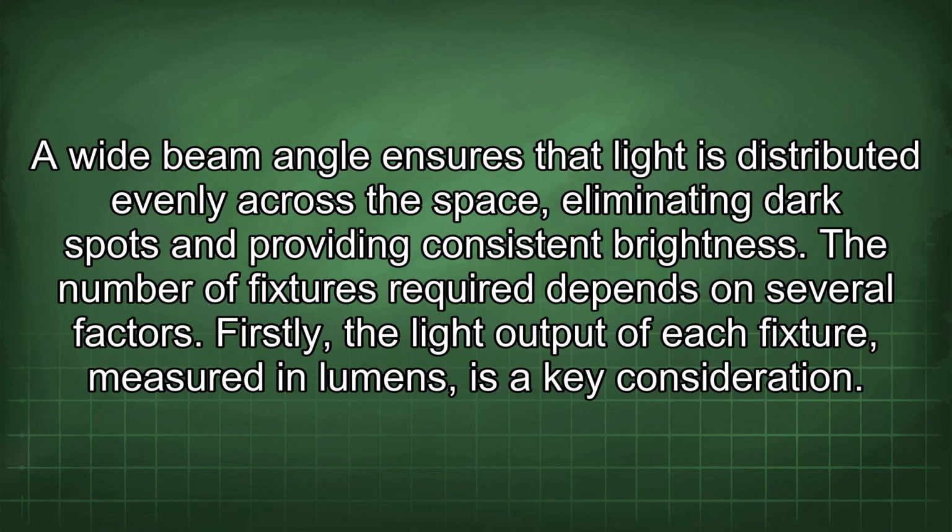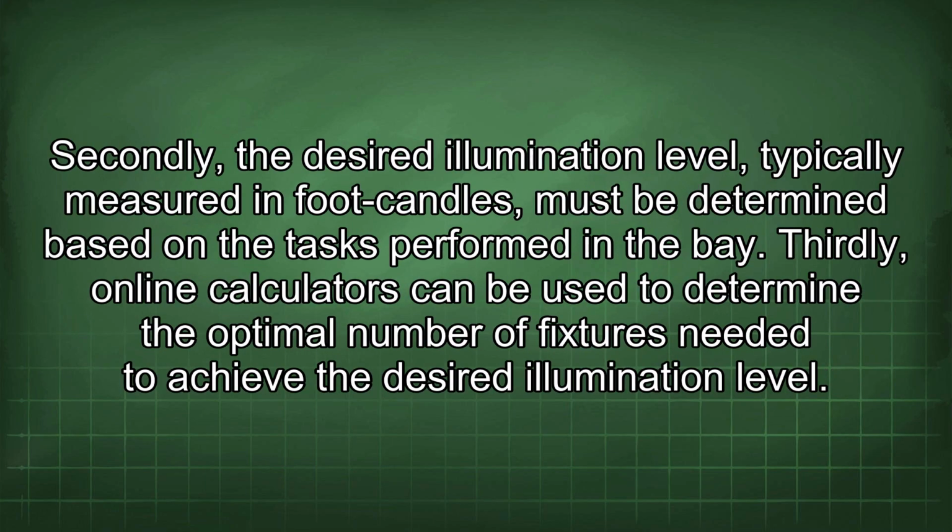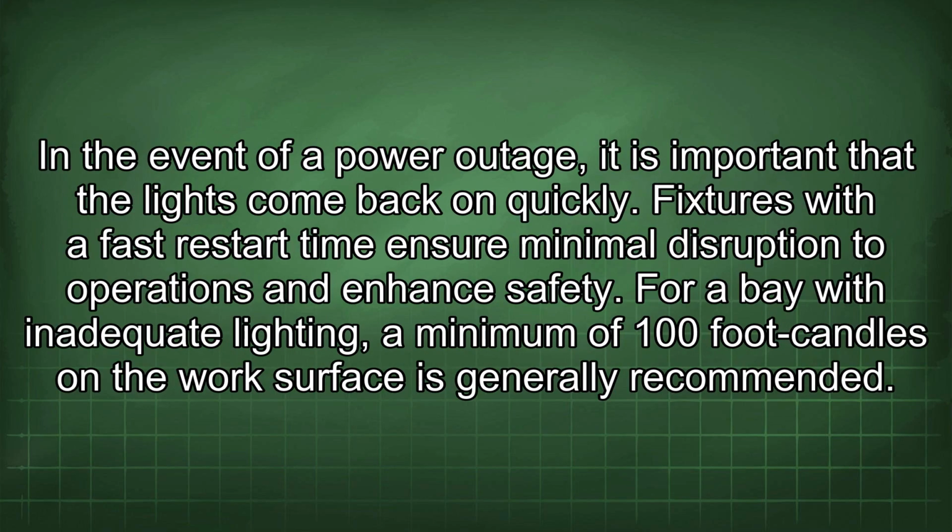Firstly, the light output of each fixture, measured in lumens, is a key consideration. Secondly, the desired illumination level, typically measured in foot candles, must be determined based on the tasks performed in the bay. Thirdly, online calculators can be used to determine the optimal number of fixtures needed to achieve the desired illumination level. In the event of a power outage, it is important that the lights come back on quickly. Fixtures with a fast restart time ensure minimal disruption to operations and enhance safety.